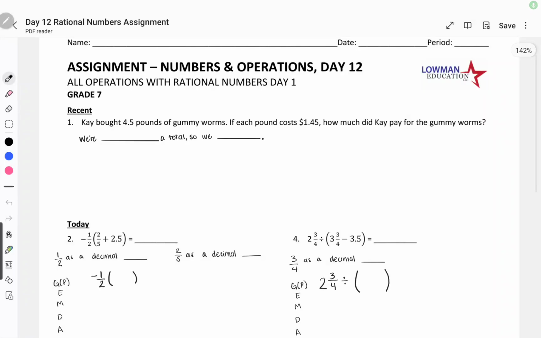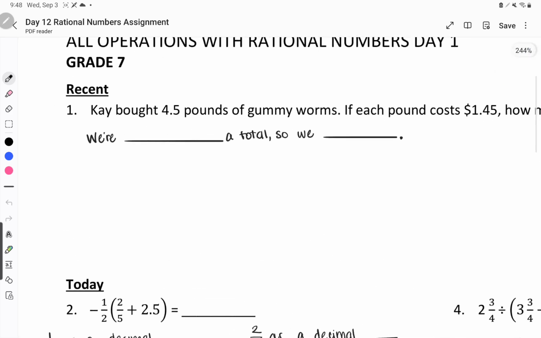Kay bought 4.5 pounds of gummy worms. If each pound cost $1.45, how much did Kay pay for the gummy worms? So the first thing we're going to ask ourselves is, what operation are we going to do? In order to do that, I'm going to ask myself, am I looking for a total or am I given a total? We are looking for a total.